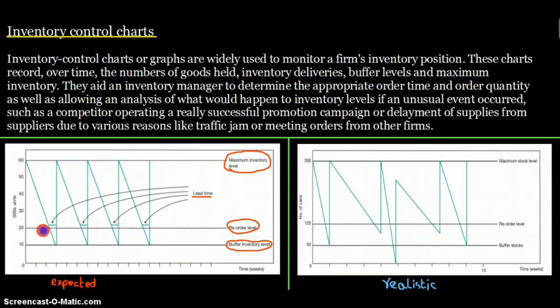It's called the reorder level because when your inventory reaches this particular level, like 20,000 units, you place an order to a supplier, and by the time your supplier meets your order, your inventory reaches the maximum level again. This is when you have received your supply.